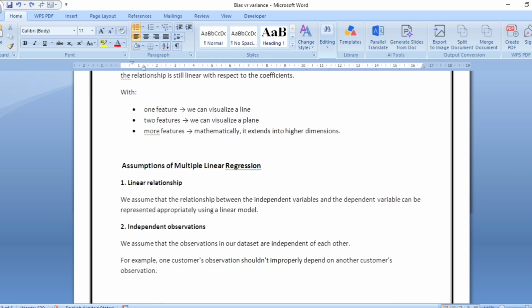The assumptions of multiple linear regression are also important for us to know. First is linear relationship. We assume that the relationship between the independent variables and the dependent variable can be represented appropriately using a linear model. That means they have a linear relationship with each other. Independent observations: we assume that the observations in our data set are independent of each other. For example, one customer's observation shouldn't improperly depend on another customer's observation.